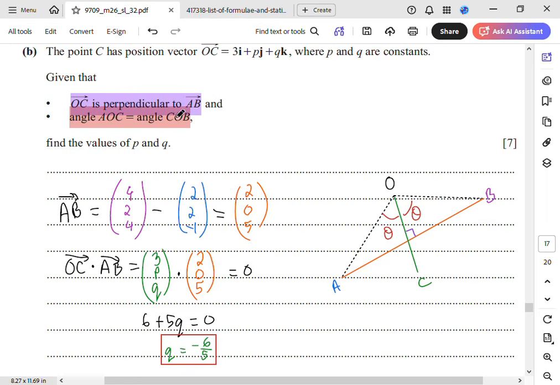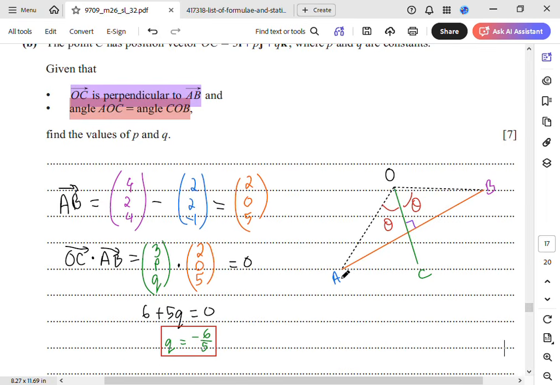Now we're going to use this information to find the value of p, right? So it says angle AOC is equal to angle COB. So AOC, that's this angle, and COB is also this angle. So the question says that they are equal, right? So how do I find angles using vectors? Simple. Use dot product. So cos theta would be equal to OA dot OC divided by magnitude of OA, magnitude of OC. Similarly, cos theta could also be written like this: OB dot OC divided by magnitude of OC times magnitude of OB. Right? So that's what I did.